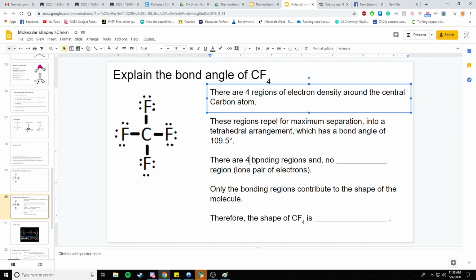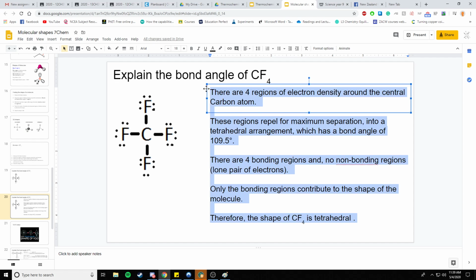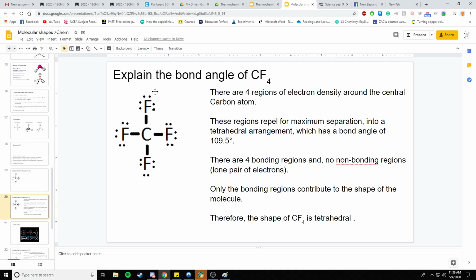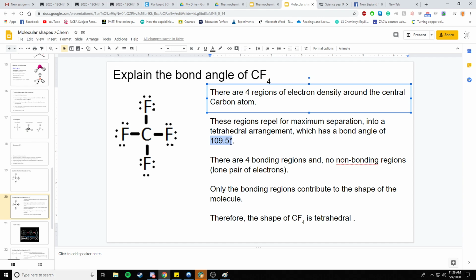There are 4 bonding regions and no non-bonding regions. So non-bonding regions could be our lone pairs of electrons, but we've got no lone pairs around our carbon. Only the bonding regions contribute to the shape of the molecule. Therefore, the shape of CF4 is tetrahedral. There. That is just an excellence answer written down for finding the shape and bond angle of our molecule. Okay?